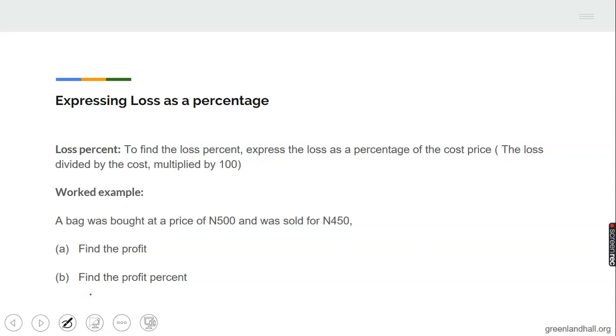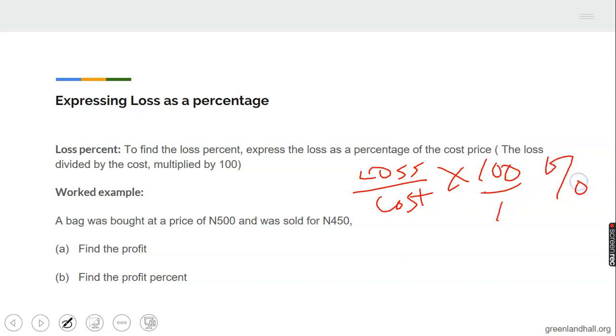This time around, this one as well, you have your loss over cost price, then times 100 over 1. Your answer will come up in percentage.